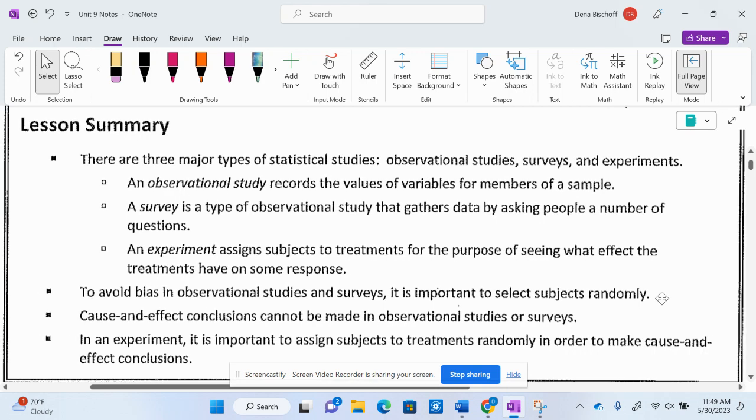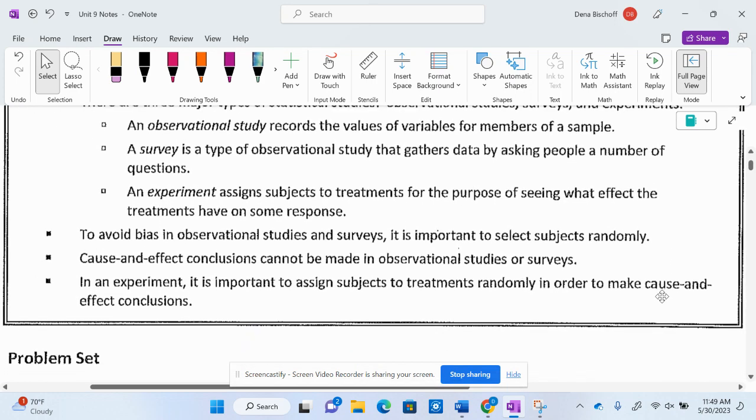One is over types of statistical studies. There are three major types of statistical studies. We just talked about them. The first one is an observational study, which records the values of variables for members of a sample or a population. The second one is a survey. It's a type of observational study that gathers data by asking people a number of questions. And then the last one is an experiment. An experiment assigns a treatment to a specific group of people and sees what effect that treatment has on them. And it's not necessarily people, it's a population, sorry.